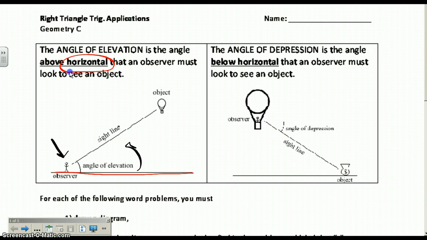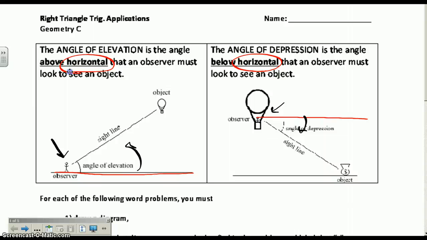This is going to be true for angle of depression as well. So for angle of elevation, start with the horizontal, and you go up to find that angle. The angle of depression is the angle below the horizontal. Both are off the horizontal, that an observer must look to see an object. In this definition, we have our observer right here, and here's the horizontal off the observer, and the angle of depression is below that horizontal. So angle of elevation is above the horizontal, and the angle of depression is below the horizontal. I just want you to keep that in mind. It's always off the horizontal, because the angle of depression gets kind of tough.